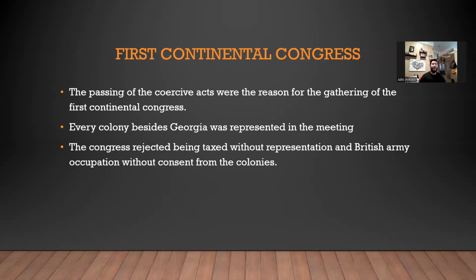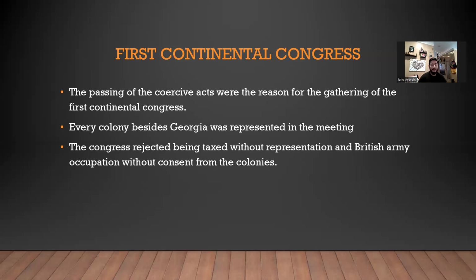So with Britain playing more of a role in trying to take over how things were run in the colonies, the appointed people from the colonies banded together. They wanted all of the colonies to come together and talk about their representation, almost out of distrust of the British Parliament. They didn't want any of their influence in the colonies anymore. Every colony was represented in this meeting, besides Georgia.